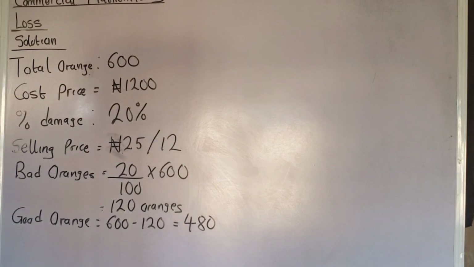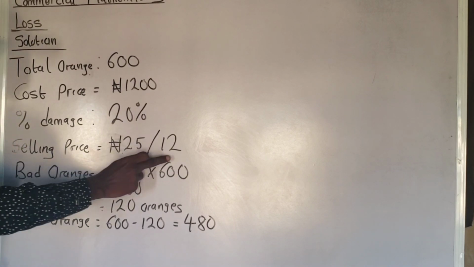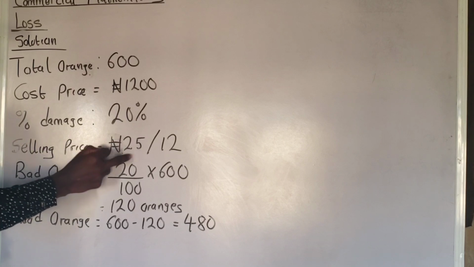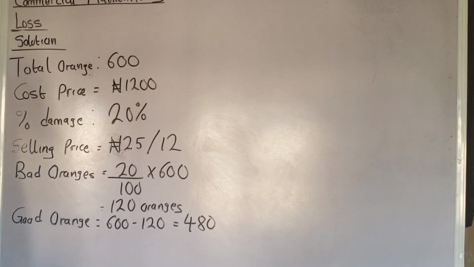Now we know that the selling price is per 12 units. The selling price is 25 naira. Now, to get the selling price of 480 mangoes, how many 12 will we see in 480? Please pay attention. This is very simple, okay?